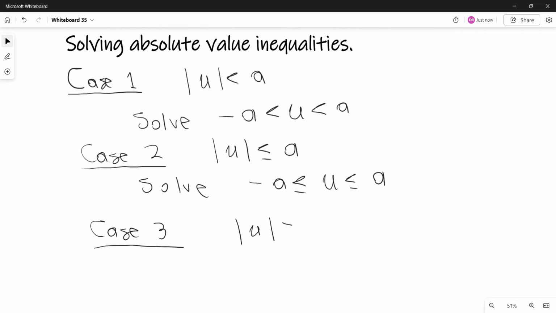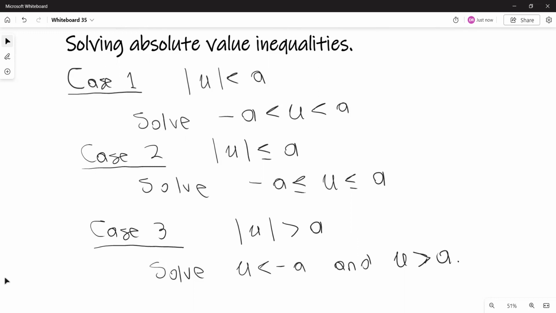If you have the inequality absolute value of u greater than a, you're going to solve two separate inequalities: u less than the opposite of a, and u greater than a. And the solution set is going to be the union of the solution sets of each inequality.